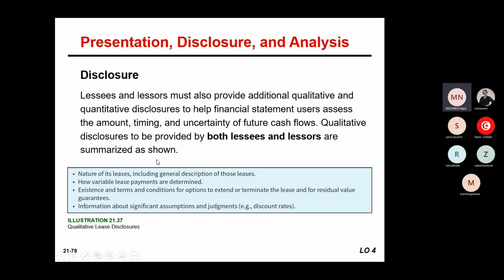Of course, in addition to these items provided in the financial statements, businesses will also have to provide additional disclosure. That's not really considered to be enough information regarding their leased equipment. So the lessee and the lessor both must provide what? Additional qualitative and quantitative disclosure to help the financial statement users assess the amount, timing, and uncertainty of future cash flow.